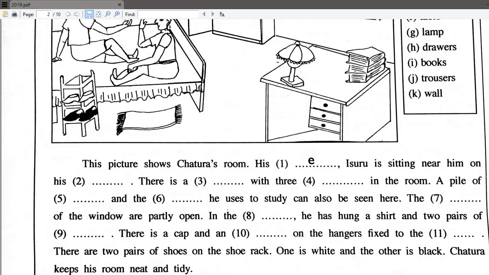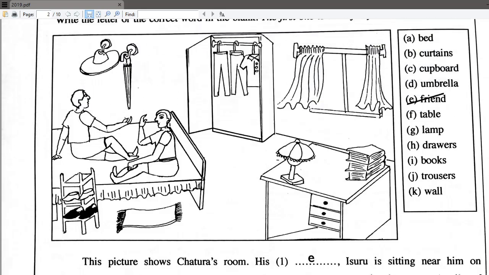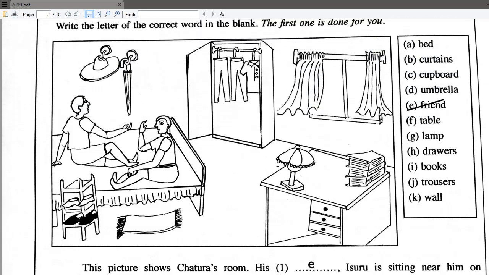Chatura keeps his room neat and tidy. You can see his room is neat and also tidy. So neat and tidy are like the same size of the coin. Usually something which is neat should also be tidy. So it is like a clause, right? You might have studied the conditional clause. So you can say, if the room is neat, it also may be tidy. Tidy means orderly, arranged, right?